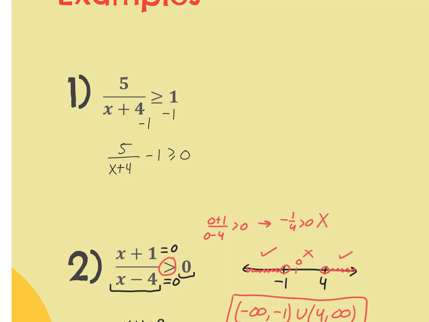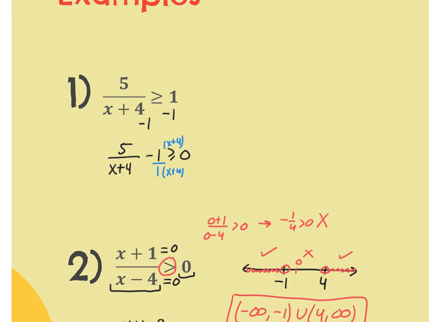Now, what makes this a little bit more complicated than the one that we just did is that I want one fraction on the opposite side of the 0. So I'm going to write this 1 over 1, and then I'm going to multiply by a common denominator, which is x plus 4.